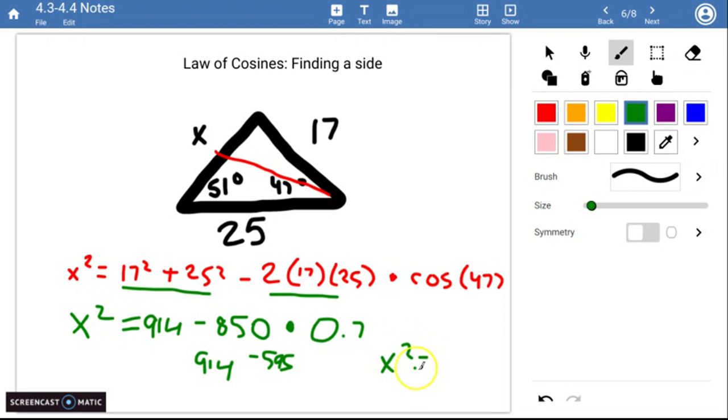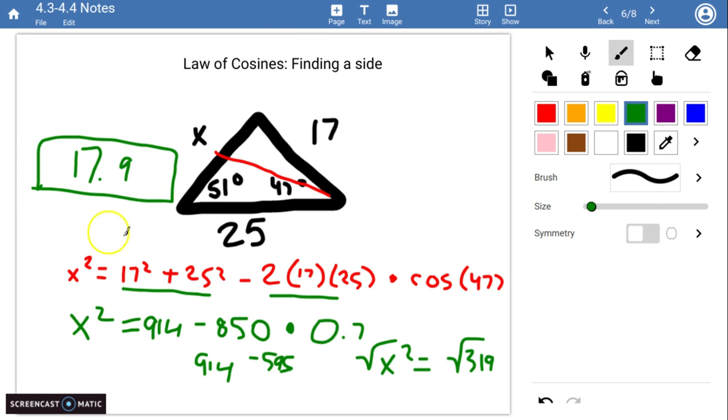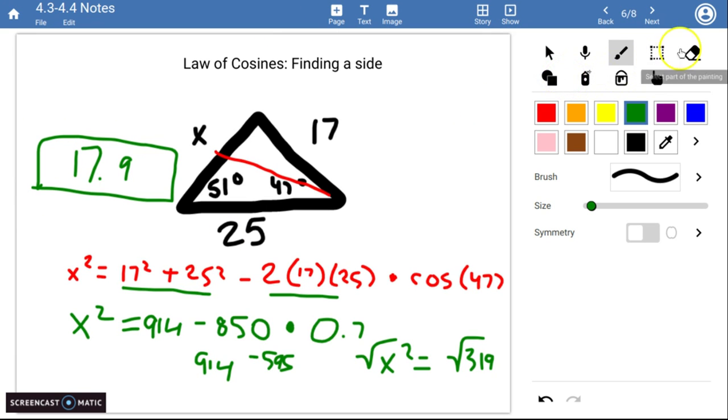And the final thing that we have to do is take the square root. And the square root of 319 is our answer. And that is, if we're rounding to tenths, 17.9. Again, if the video is about to reach 15 minutes, there's another one, so you can watch it for the last part. I may be able to get it done. That is going to be the answer.